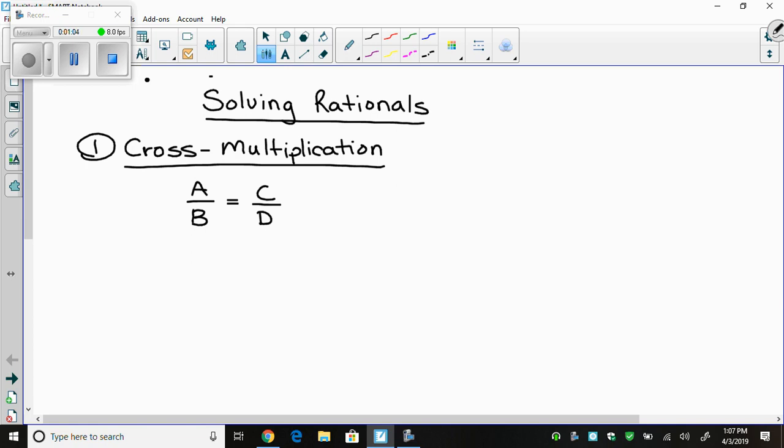So I'll give you an example. This is the butterfly. But it only works sometimes, more rarely than it does work. So solve: 3 over x plus 3 equals 9 over 4x plus 7. So we have full fraction equals full fraction. We agree?